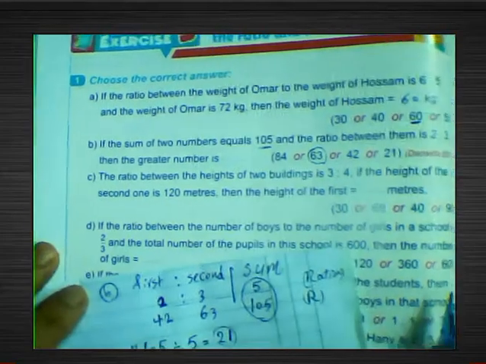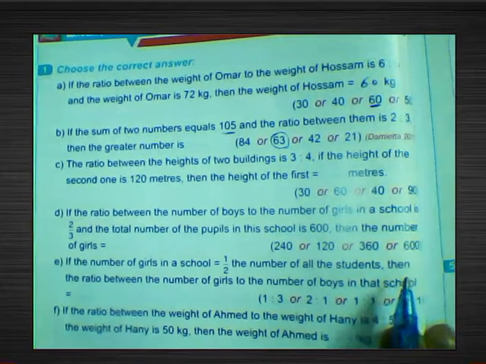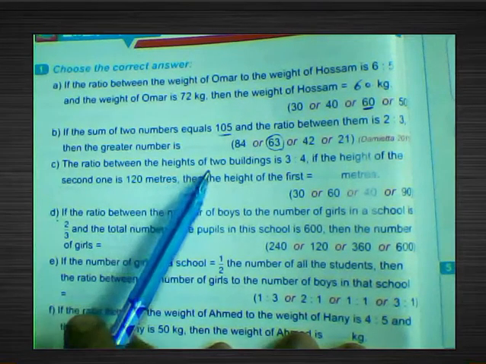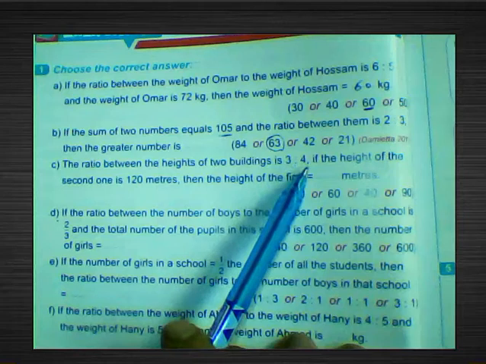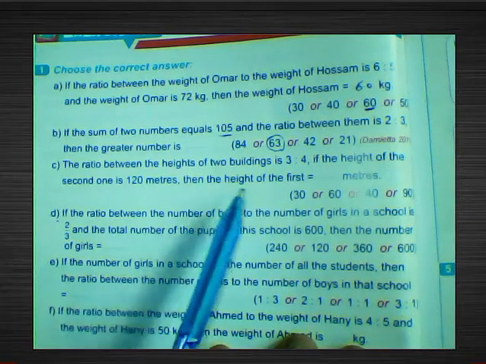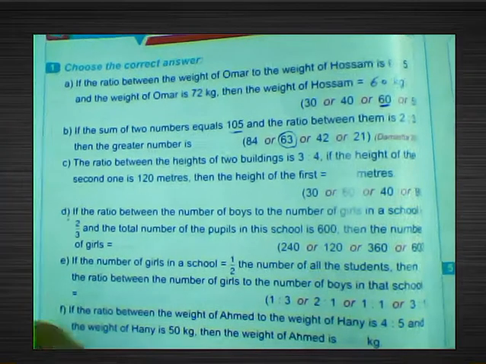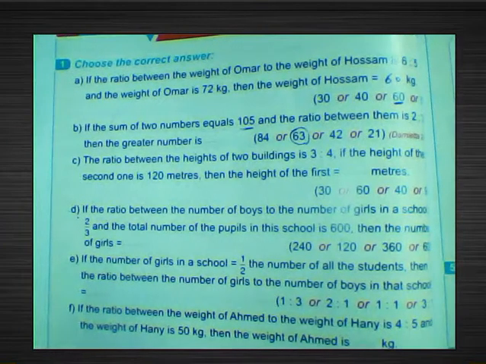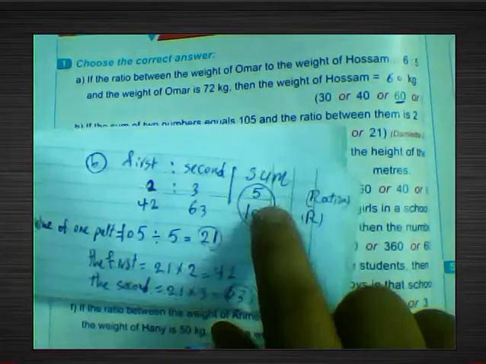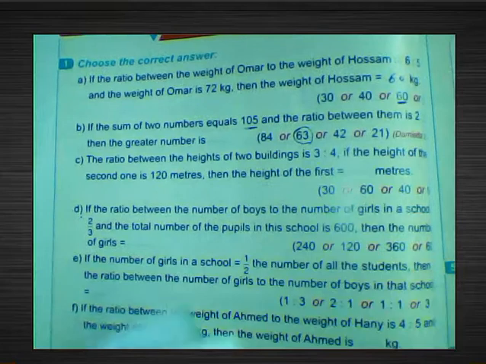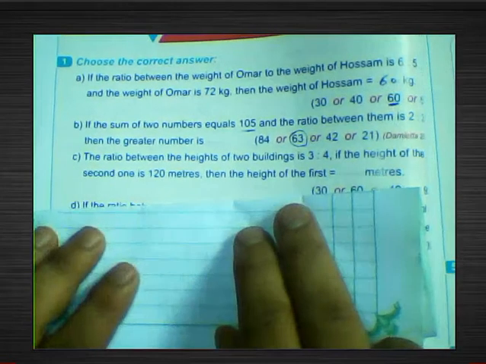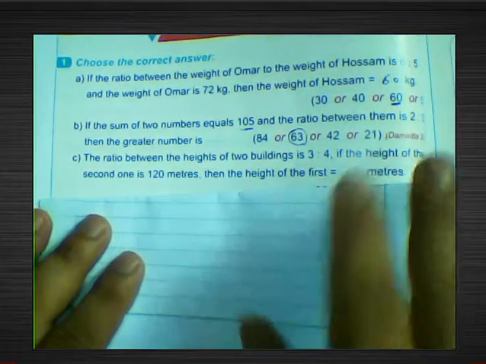Question letter C, another example. The ratio between the heights of two buildings is 3 to 4. If the height of the second one is 120 meters, then the height of the first equals blank. We will solve it like examples 1 and 2. But in example 2 we had the sum, and in this example we don't have the sum. So we write the first and the second, because the ratio between the two heights is 3 to 4.